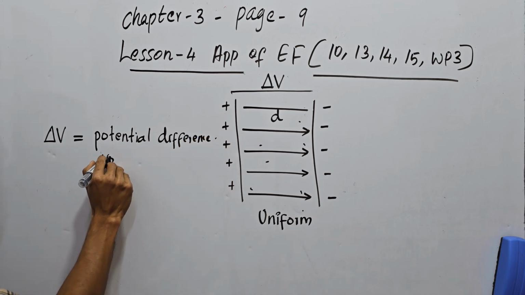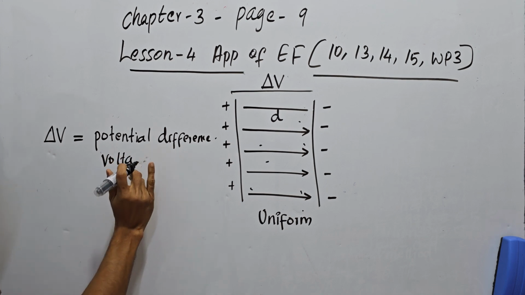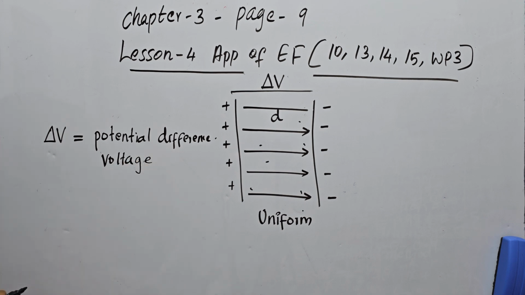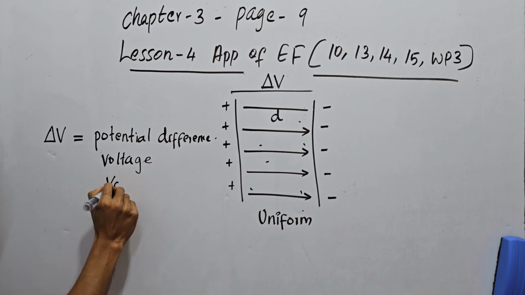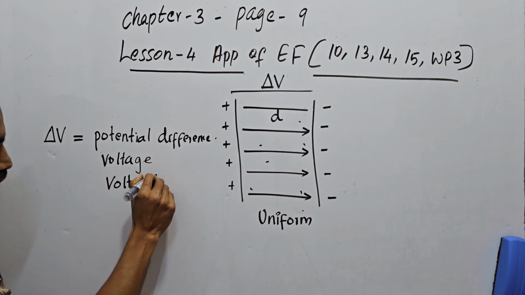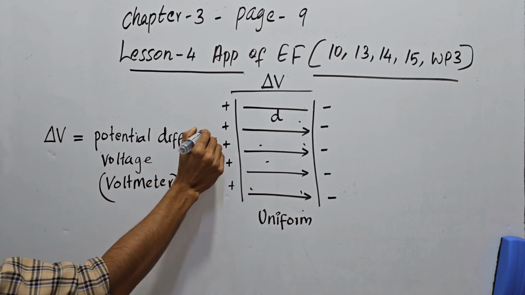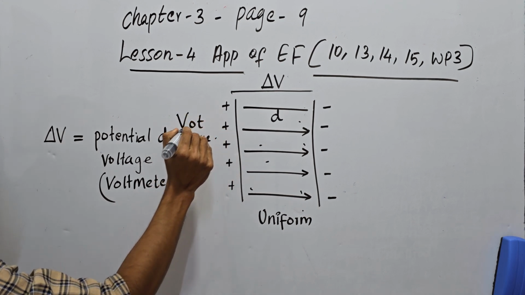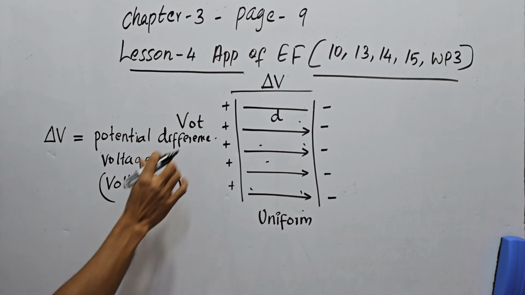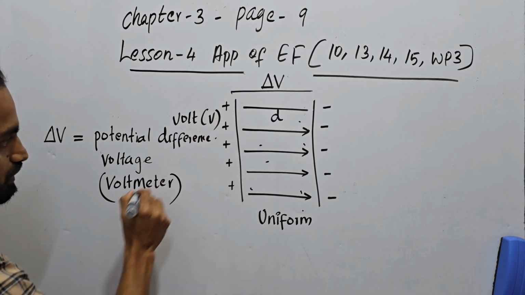Another name for potential difference is voltage. We say voltage sometimes. What is the instrument used to measure potential difference? We use a voltmeter to measure potential difference. What is the SI unit of potential difference? Yes, joule per coulomb. It is called volt, with capital letter V.